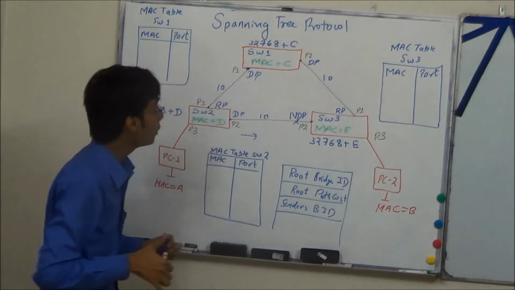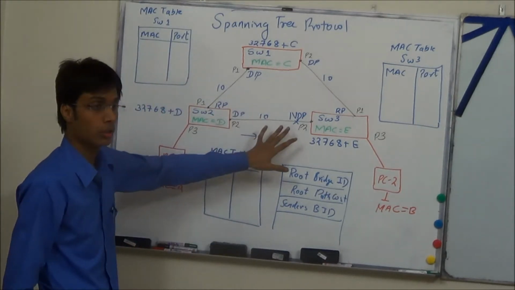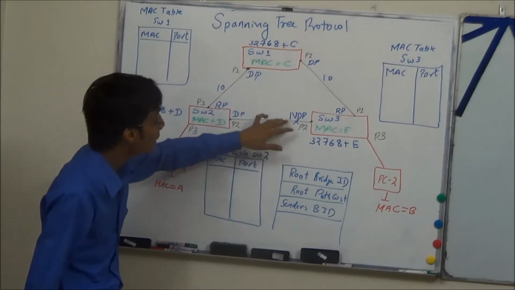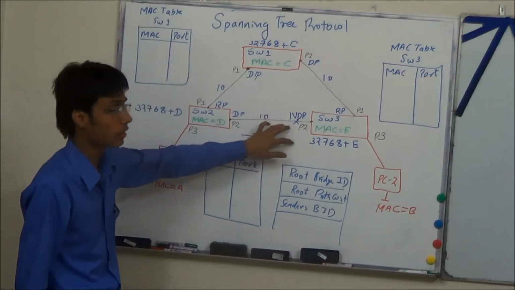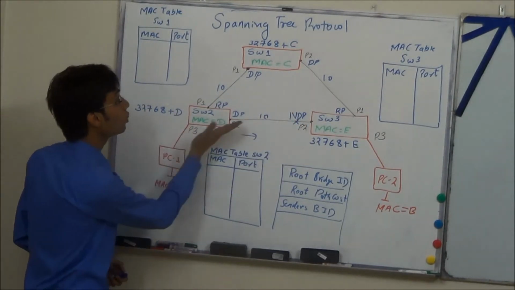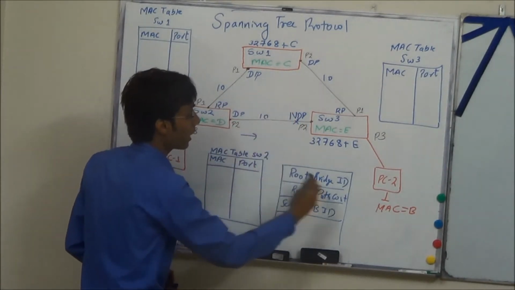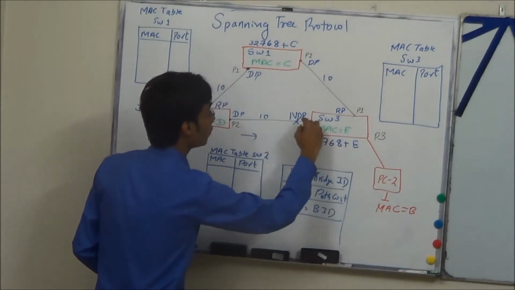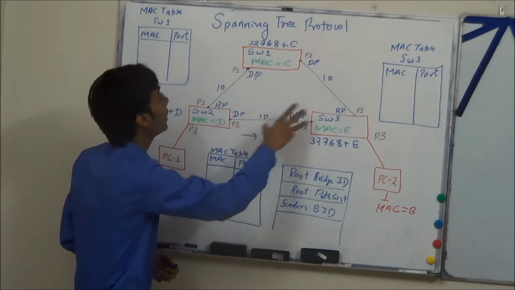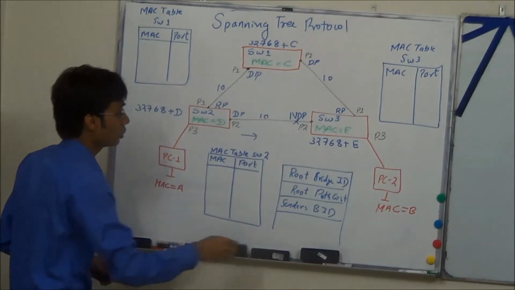The NDP will logically break the loop. A non-designated port will logically break the loop by not allowing traffic to pass through it. Any frame going through this path will be dropped here, and any frame going through this path will be dropped here. No chance that it will pass through. So in this way we break the loop. Now we have the logical topology looking like this.